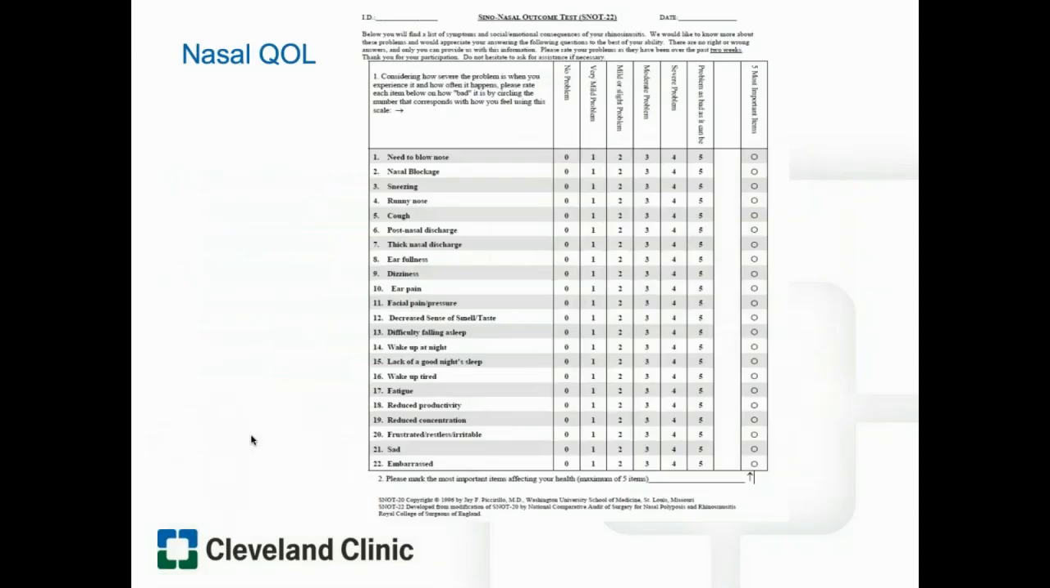How about nasal quality of life? Other centers have looked at what patients experience, and there are a couple of quality of life scoring systems used to measure this. This is one called the SNOT score, the sino-nasal outcome test, and it basically asks people to rate from 0 to 5 how you feel your symptoms are, from various things like needing to blow the nose, stuffiness, runniness, cough, going down to how it may impact things like your sleep, your productivity level, concentration, and also some of your emotional states.